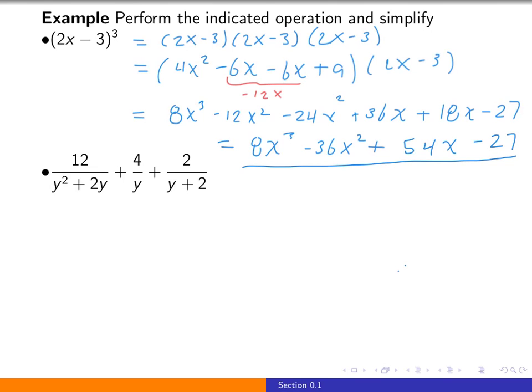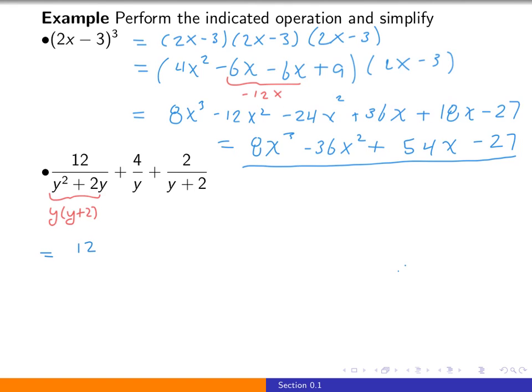In this next example, we're dealing with fractions, and we would like to add together 3 separate fractions. And in order to do so, what we know we need to do is find a common denominator. If we focus in on this first fraction and its denominator, y squared plus 2y is really y times y plus 2. And now looking at the denominator of the middle term, y, the third term, y plus 2. These 3 quantities can have the common denominator y times y plus 2.